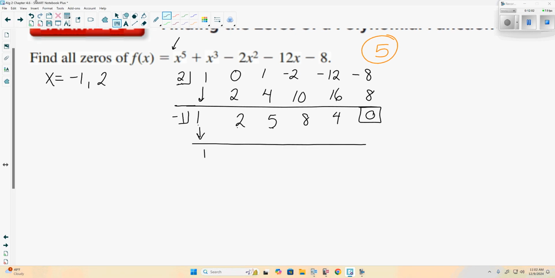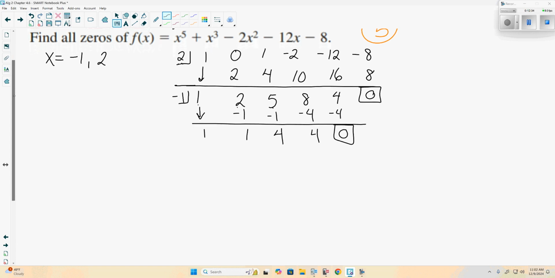Then we can do negative 1 next. Negative 1 times 1 is negative 1. 2 plus negative 1 is 1. Negative 1 times 1 is negative 1. 5 plus negative 1 is 4. Negative 1 times 4 is negative 4. 8 plus negative 4 is? And negative 1 times 4 is? 4 plus negative 4 is 0. Questions on this so far?